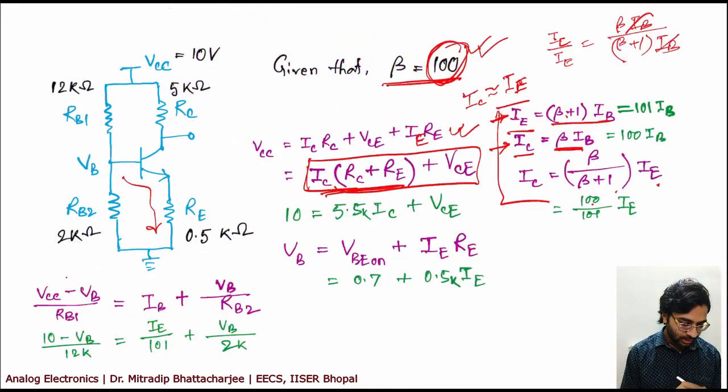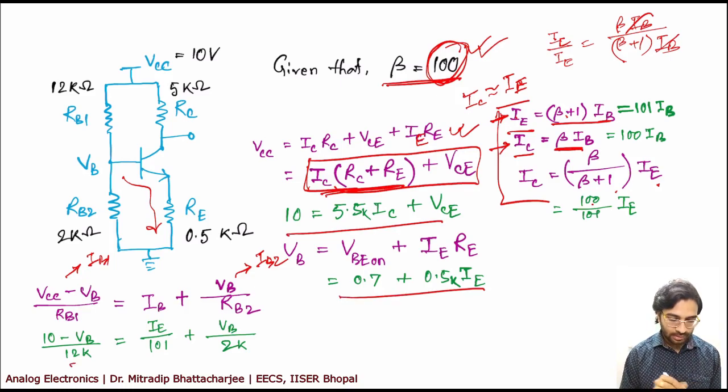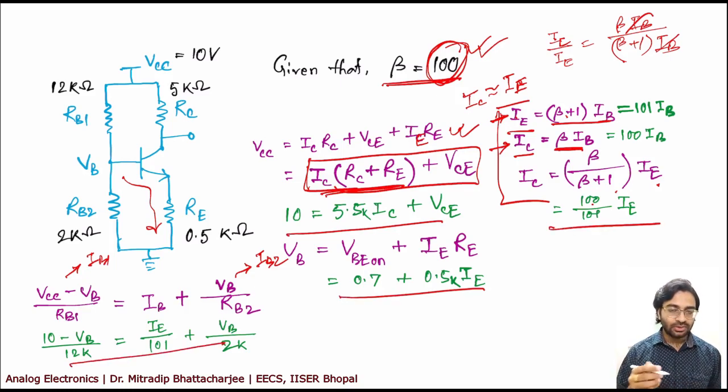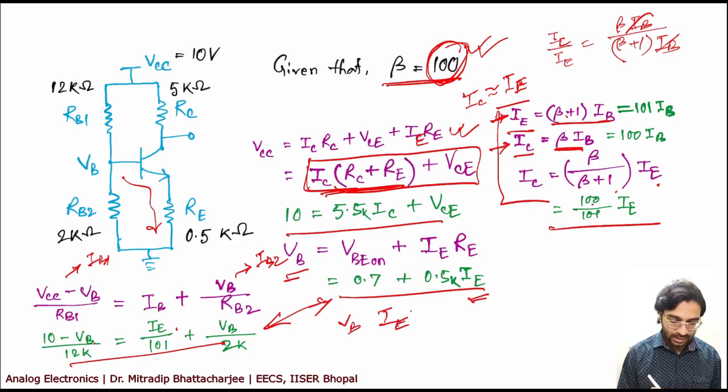So I just replaced, this is your IB1 and this is your IB2, just replaced with their respective values. Now you have been given these values, you just put them in and you have these equations. Just solve, it's simple algebra. For example, you have VB and I. So you can solve these two equations to find VB and I. You can consider I is almost equal to IC, or use this formula.